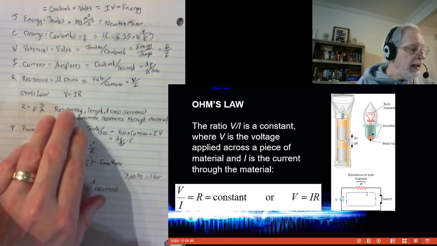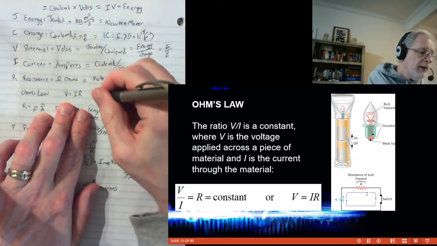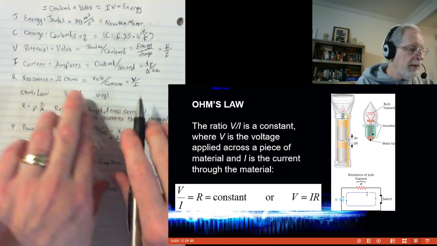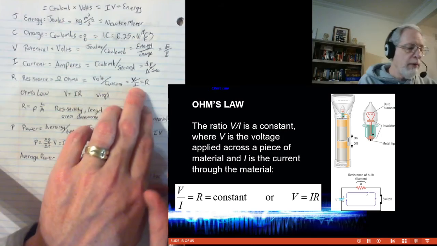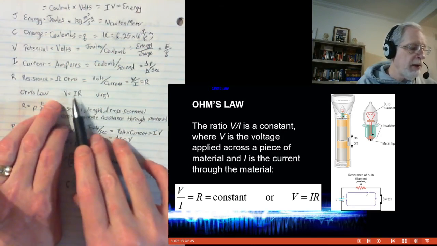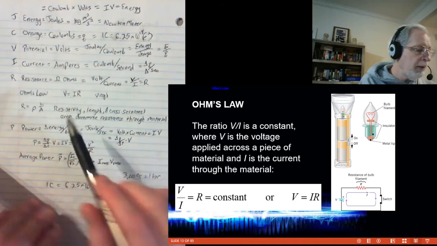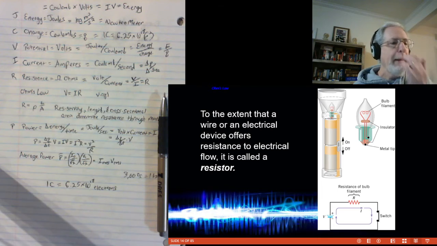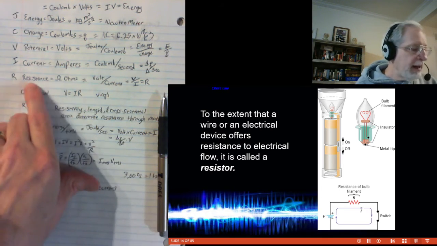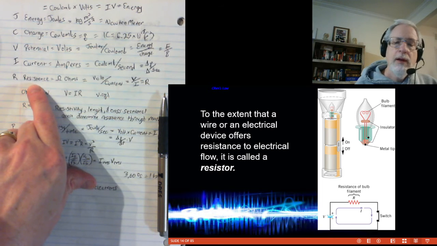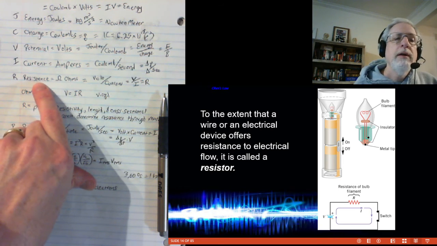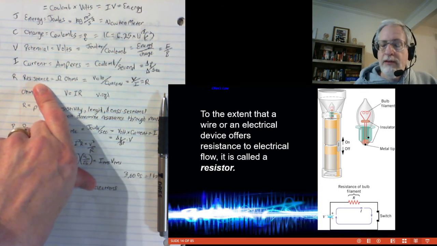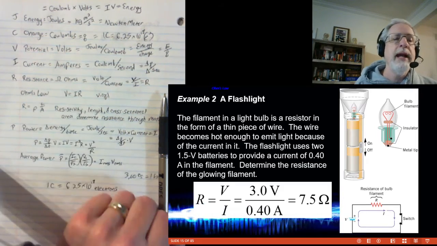But every time we get a material, that V over I, whatever it is, will be constant through that entire material. Now, the way I remember this is my name, for those that don't know my first name, is Virgil, V-I-R, and you could remember it as R equals V over I, or you can just remember that V is equal to IR, Vir-Gil. And that helps me remember Ohm's law. So Ohm's law, V is equal to IR. Now to the extent that something can provide this resistance, that makes it a resistor. So to the extent that a wire or device offers resistance, that makes it a resistor. A resistor is something that has that resistance.